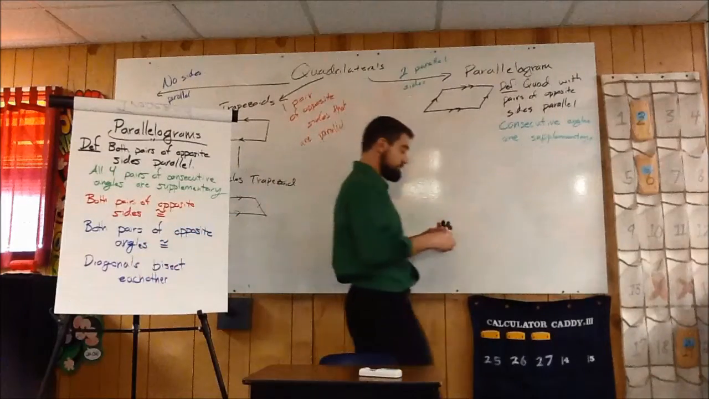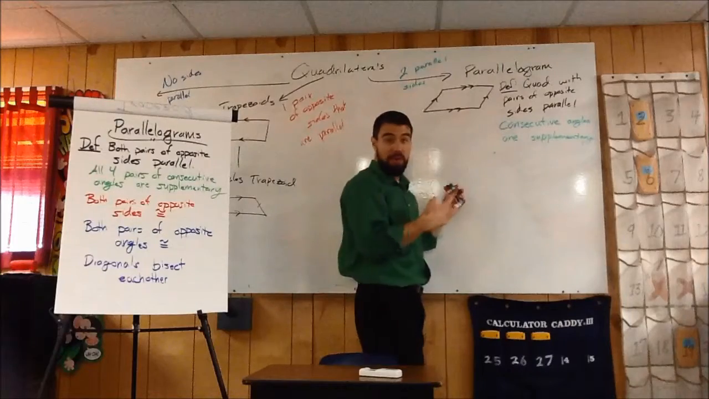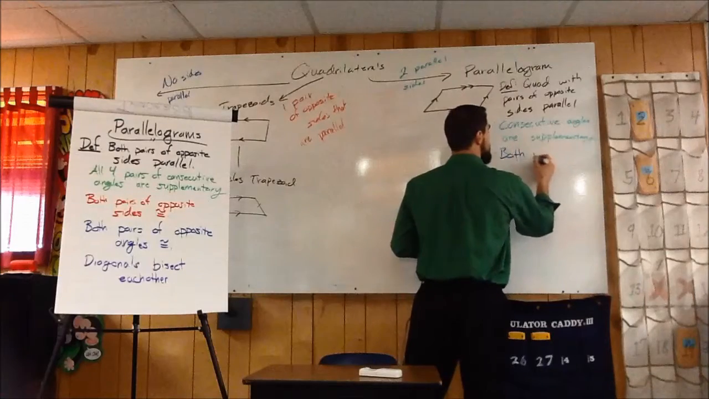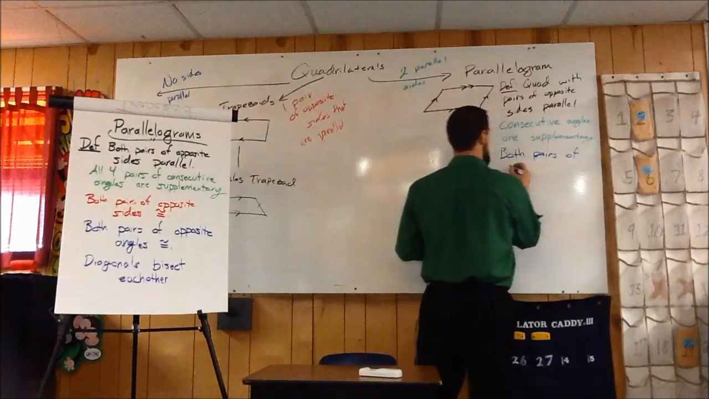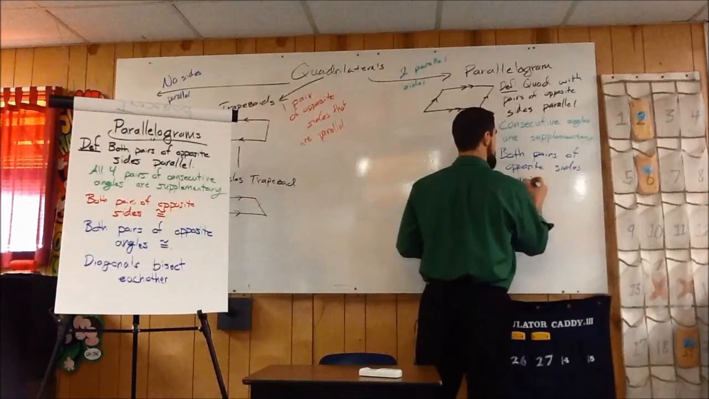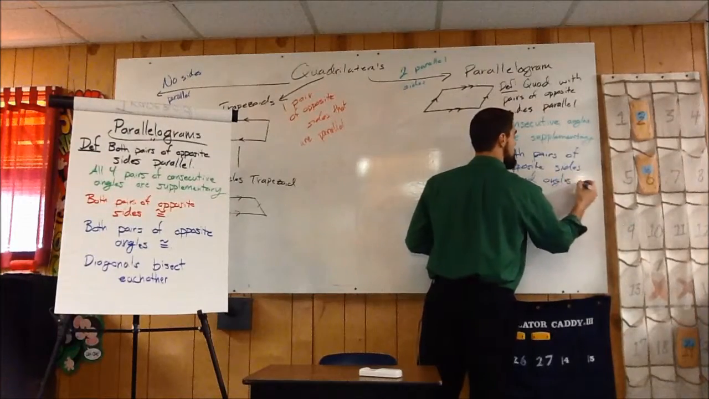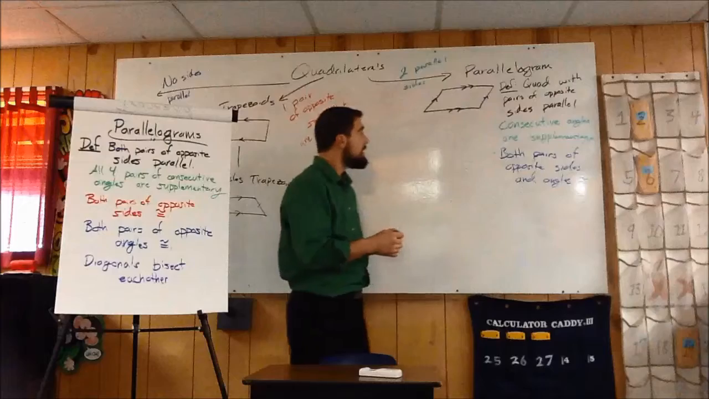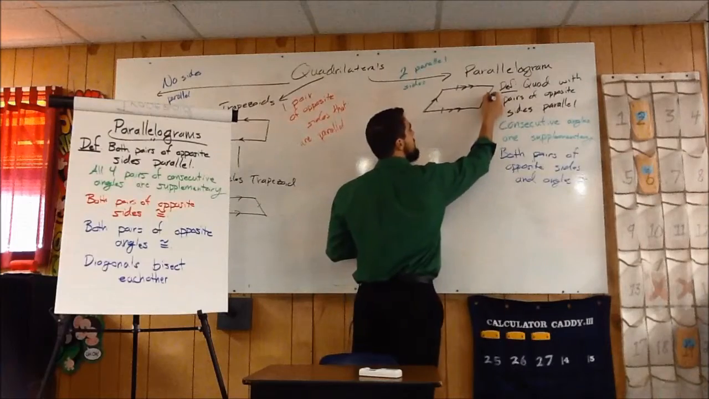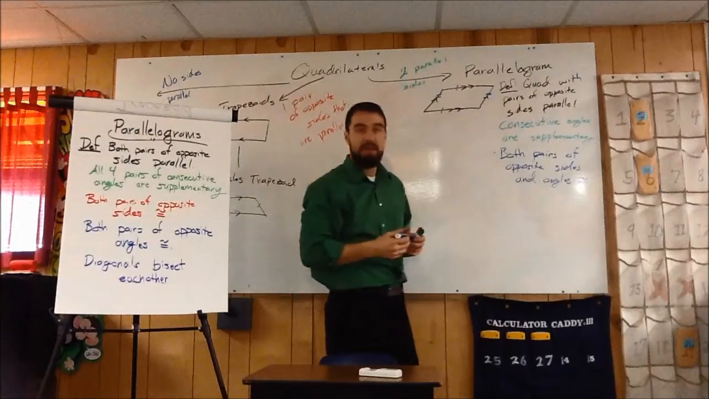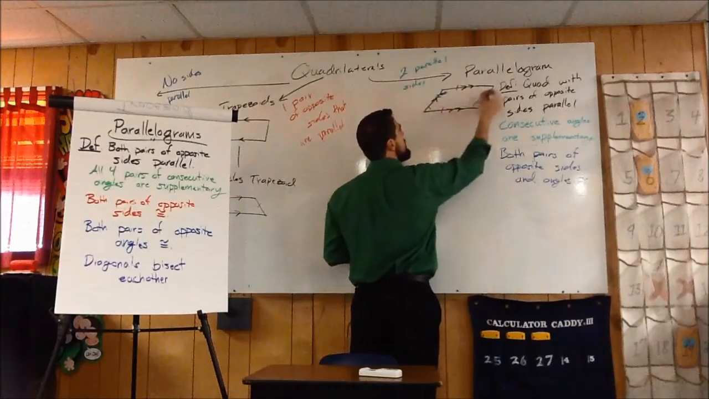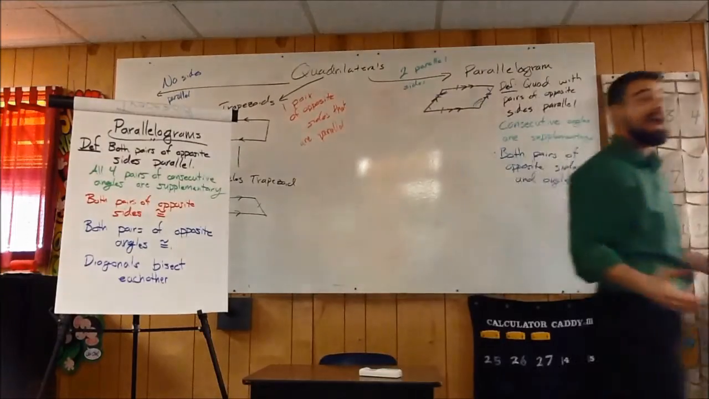So what's our next fact? I'm going to combine the red and the blue into one. I'm going to say that both pairs of opposite sides and angles are congruent. So if I wanted to mark in my diagram up here, I could say that this is congruent to that, and I would say that that is congruent to that. I know that my opposite sides are congruent, and I also know that my opposite angles are congruent as well. These are just the facts of a parallelogram.